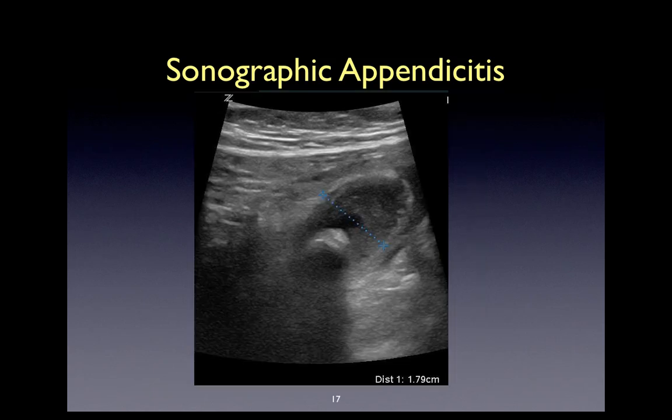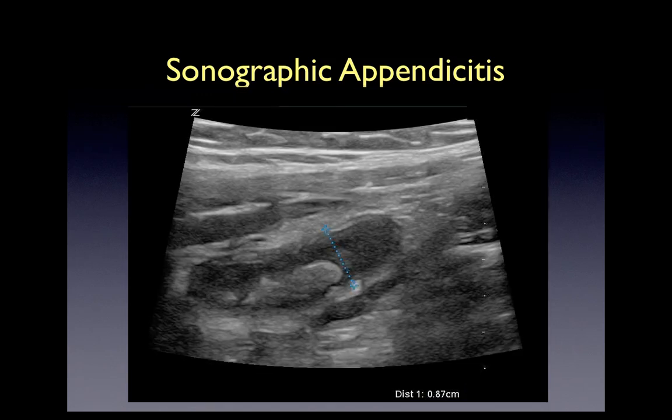Here's another example, and you can appreciate the blind end of this appendix, again with this appendicolith noted. This is another example of appendicitis. Here the sonographer is measuring in long orientation, and you can clearly see the blind-ended structure and a very, very thick appendicolith within the lumen of the appendix.